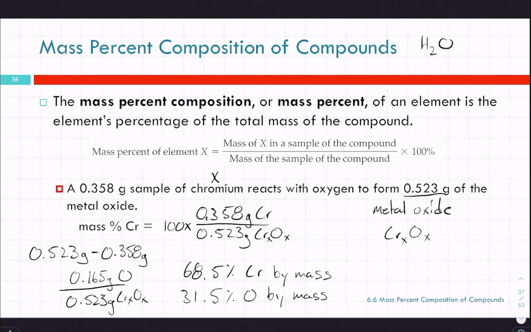Because it could give you, I could write this problem as you have a sample of 0.523 grams of chromium oxide, and you started with this mass of chromium, right? What's the percent mass? So it won't always be the first number. It should always be a smaller number, because you can't have more than 100%.